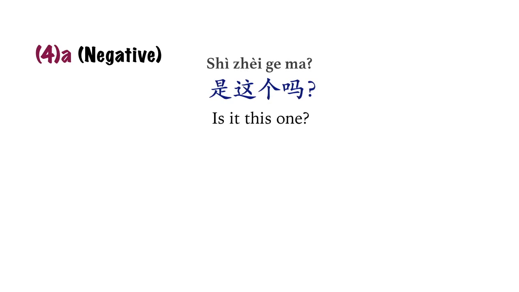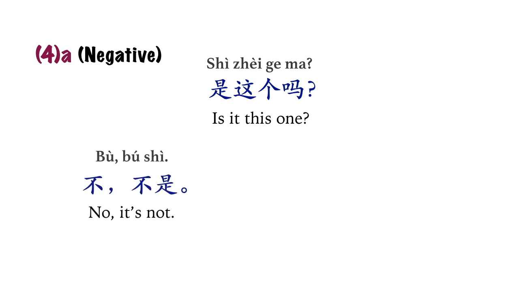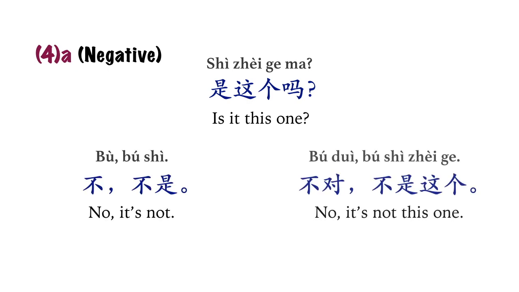For the negative, things can get a little complicated. Depending on the scenario, you may want to choose different ways of answering. We'll look at the previous examples again. 是这个吗？不，不是。不对，不是这个。不对 means not right, so do be careful when using this. In certain situations, you don't want to sound that you're saying the other person is wrong.